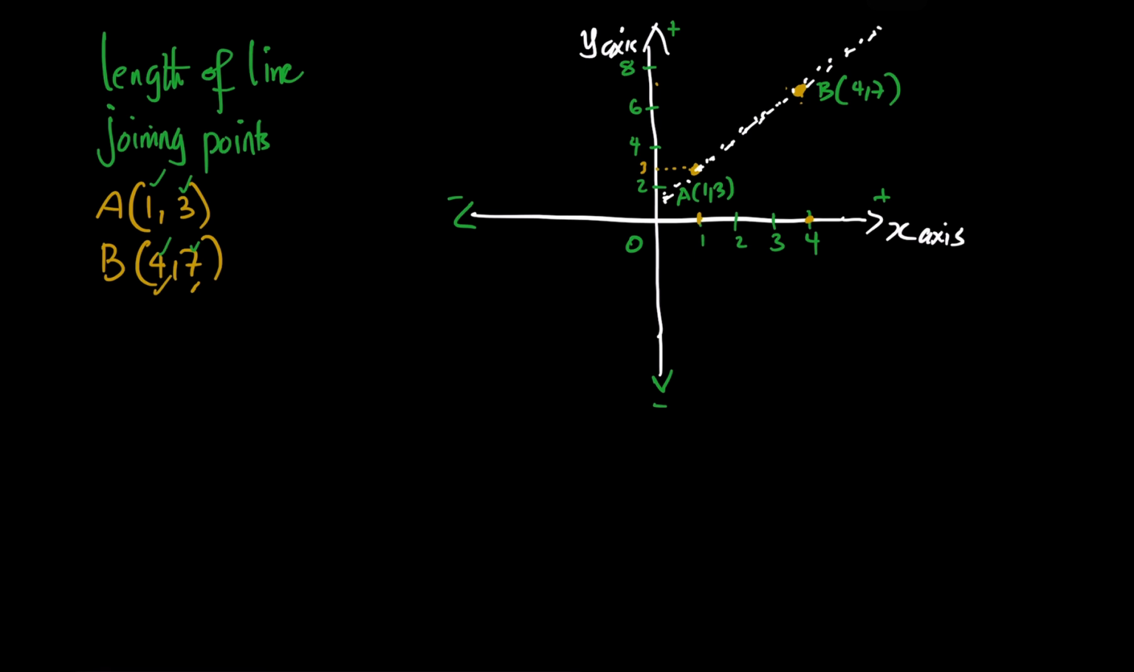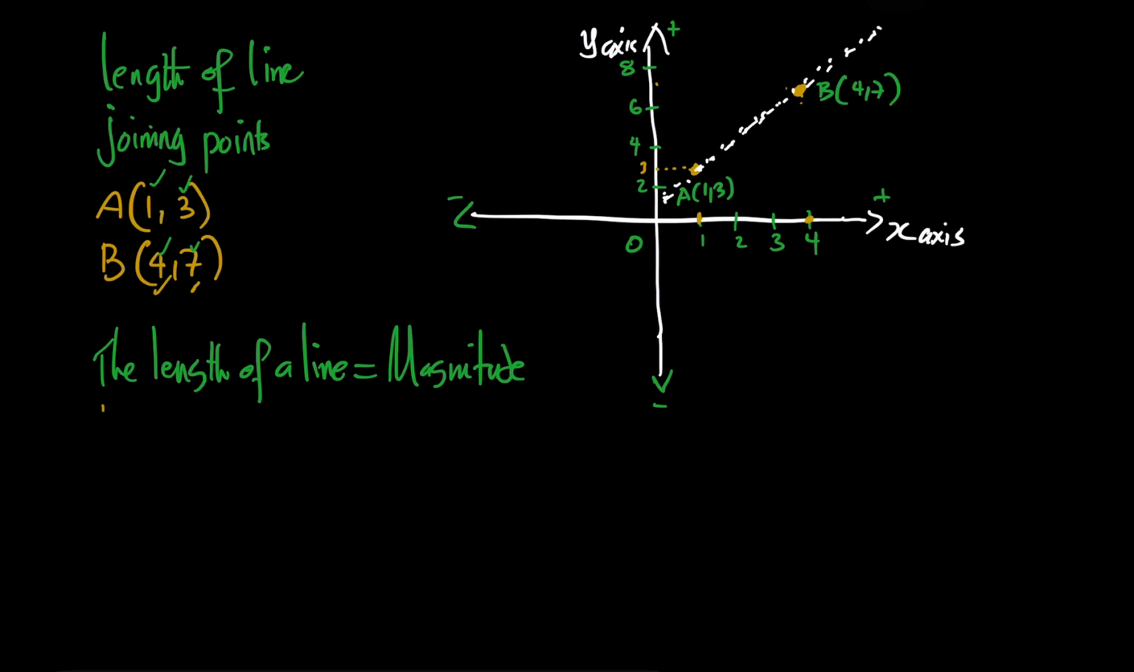Now, anytime we are asked to find the length of a line, that is the same as finding the magnitude, and it's a formula. So the length of the line is the magnitude of AB. The formula says take the square root of the sum of the squares of x and y. So square x, square y, add them together and take the whole square root.